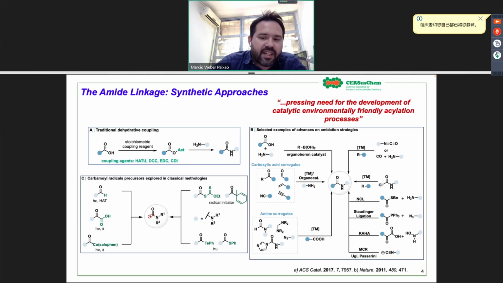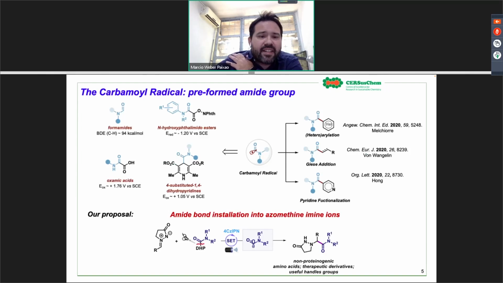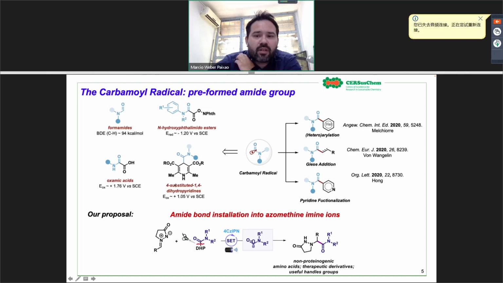Use of UV radiation, heat, or sometimes radical initiators, with suitable acceptor substrates. So here are some representative systems that generate the carbamoyl radical under harsh reaction conditions. On the other hand, there are different systems with suitable substrates to generate the carbamoyl radical under low energy.